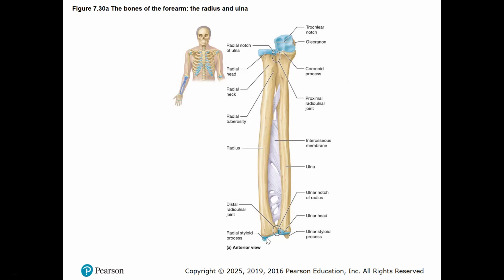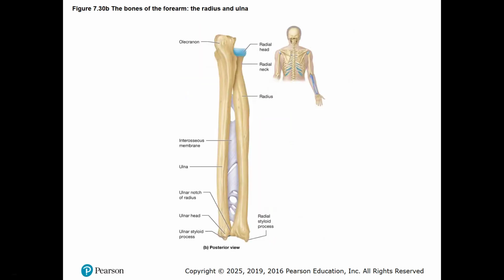Notice how they both have the styloid processes here that are going to help them articulate with particular bones of the carpals. You have your radial styloid process here and your ulnar styloid process here that are going to articulate with the bones of the wrists, specifically the lunate and the scaphoid. So let's take a look at that next.